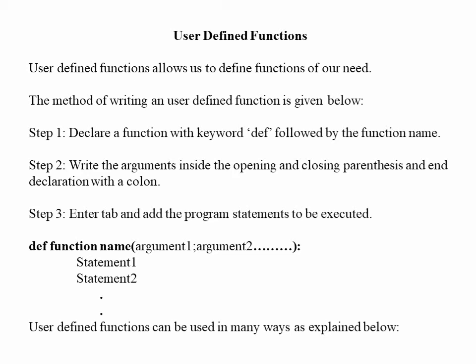Now we'll move to user-defined functions. User-defined functions are those functions that are created by the user according to their need. The method of writing a user-defined function is given in the following steps. Step number 1: first of all you have to declare a function using the keyword def followed by the name of the function. Then write the arguments inside the opening and closing parentheses and end the declaration with a colon. Enter tab and add the program statements to be executed. Let us take this example: def keyword, then the name of the function, then arguments inside the parentheses, then colon.